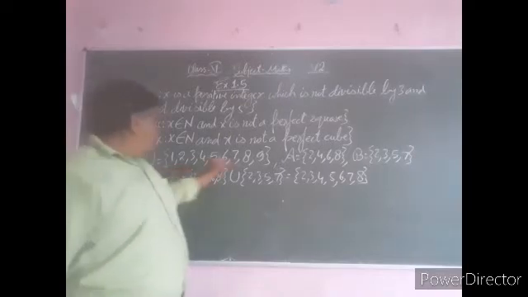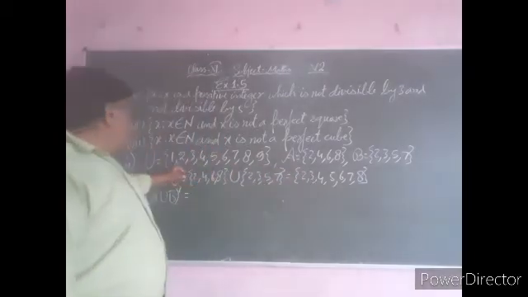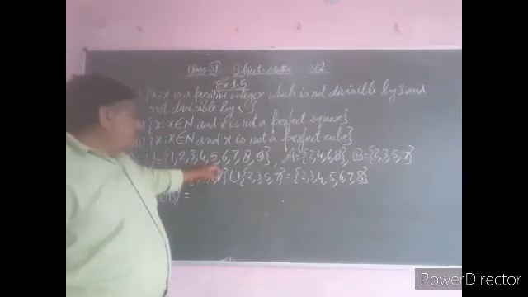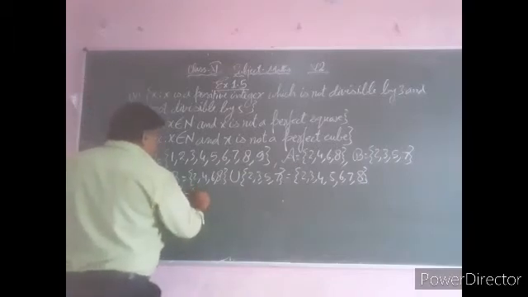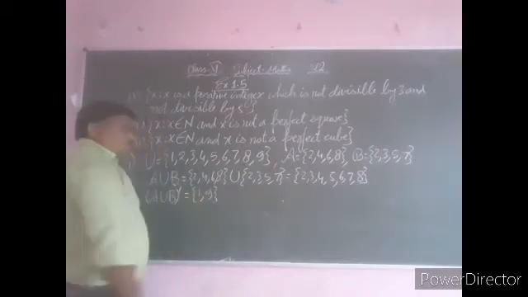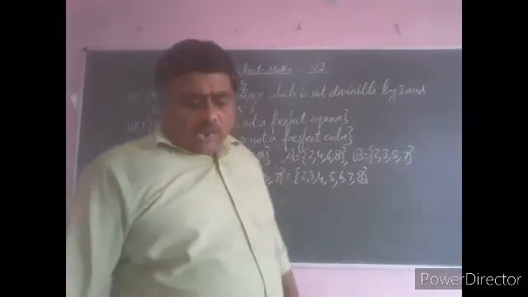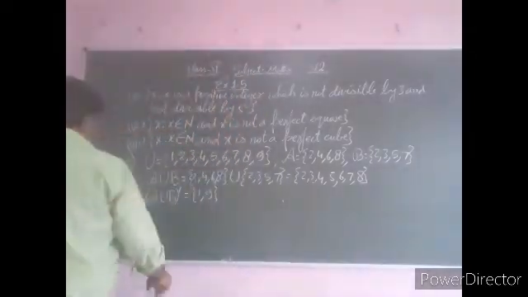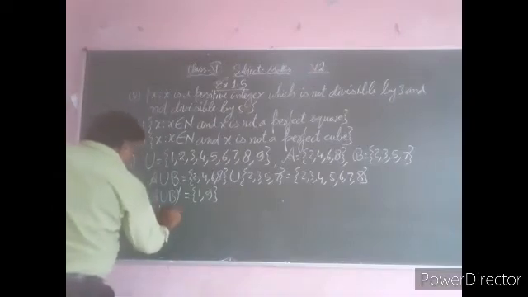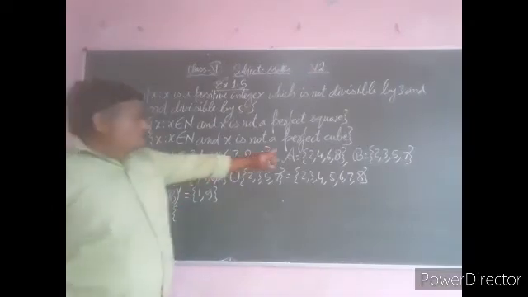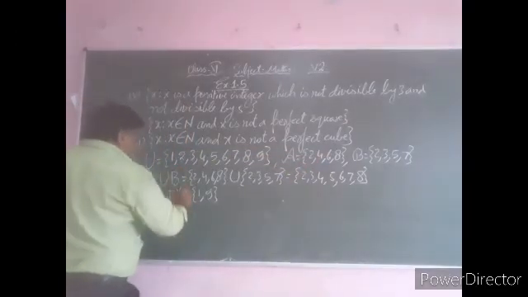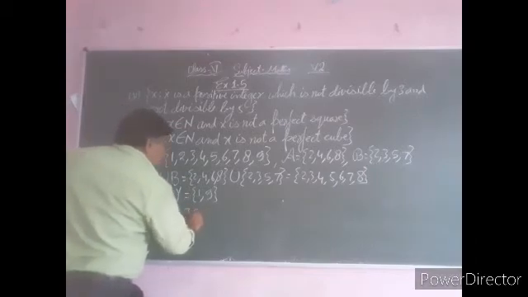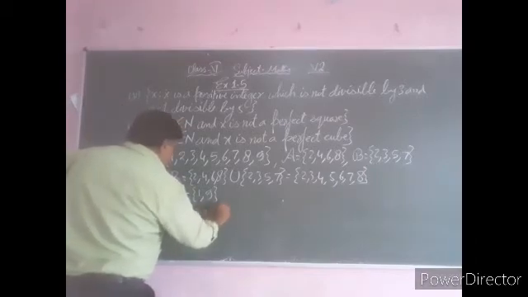Now the complement of A union B. So U minus A union B. 2, 3, 4, 5, 6, 7, 8 is common, so the complement of A union B will be 1, 9. Now find out A complement. Complement of A will be 1, 3, 5, 7, 9.